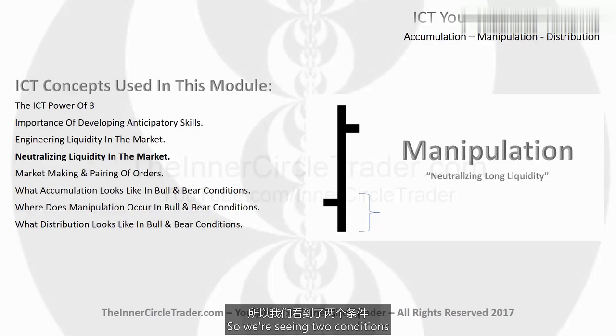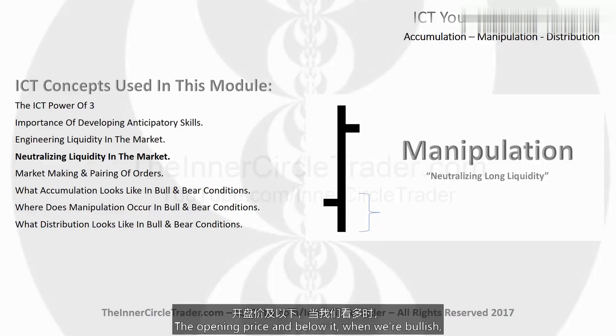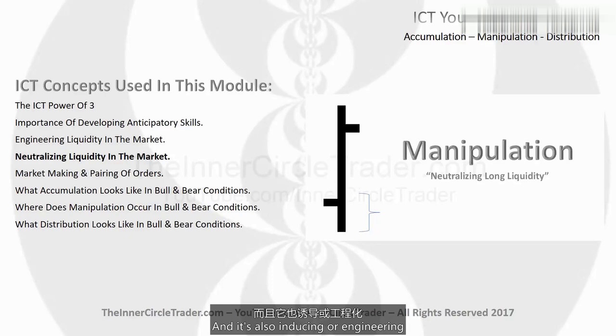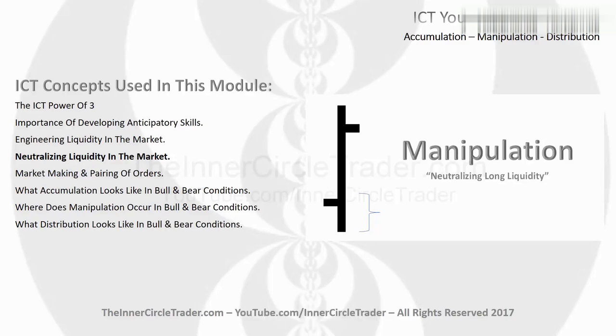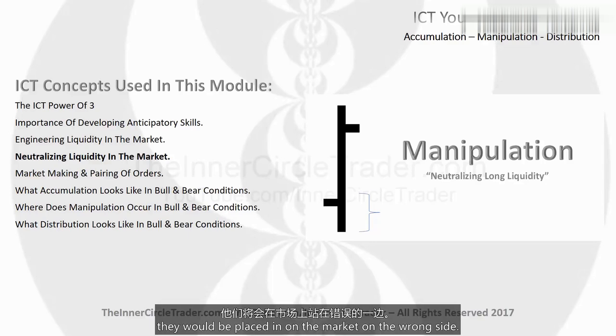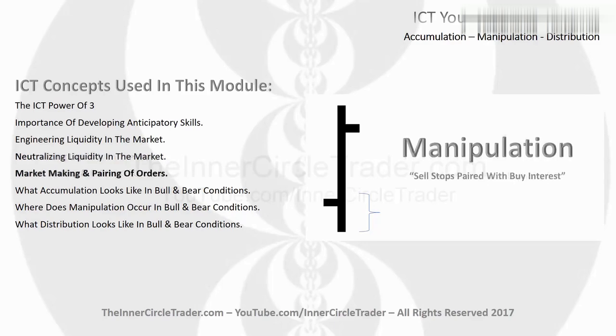So we're seeing two conditions happening at the same time. The opening price and below it, when we're bullish, is knocking out individuals that would otherwise be profitable if the market rallies. And it's also inducing or engineering a short-term sentiment shift to bearishness by running short-term lows. Not only would we take out long holders with their sell stops, but traders that want to sell short on a stop would be placed in the market on the wrong side. In other words, selling short in an otherwise bullish market.